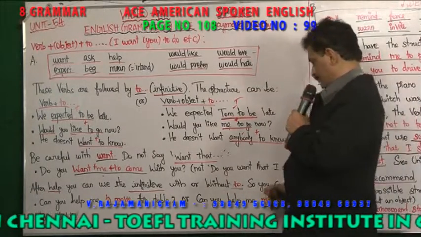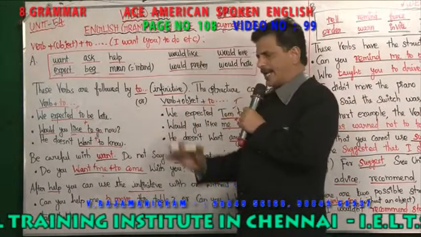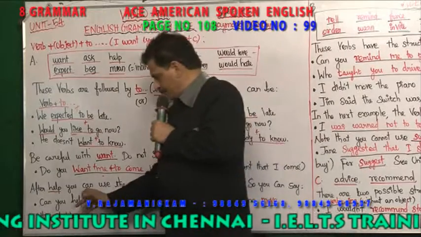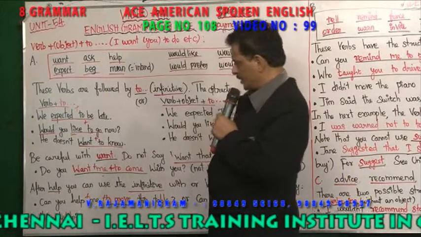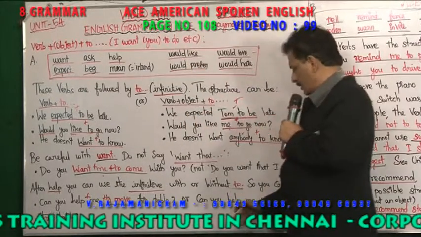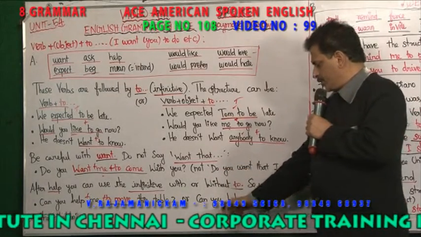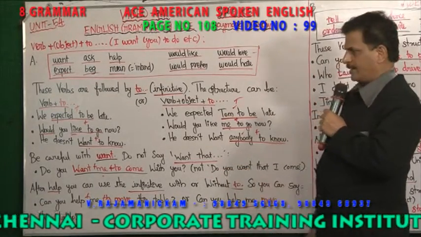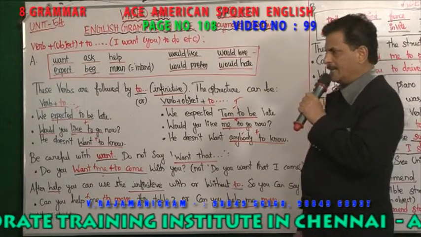For example, can you help me to move this table? Can you help me? Help, object is there. Then to move. Sometimes it is not necessary for you to use "to". Just "move" is enough. Can you help me to move this table? Or can you help me move this table? No need for "to", right? Can you help me to move this table? Or can you help me move this table?